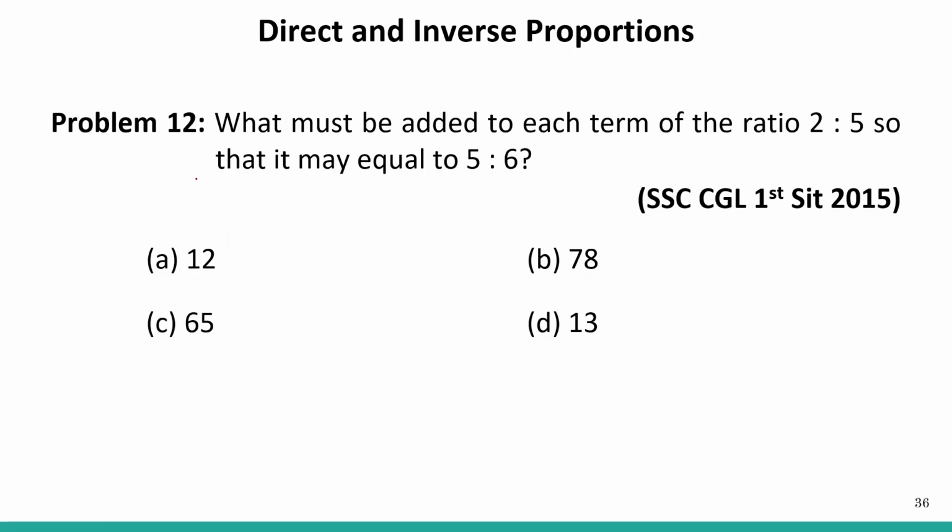Okay. So problem number 12. What must be added to each term of the ratio 2:5 so that it may be equal to 5:6? Is it 12, 78, 65 or 13? This question has also been asked in the 2015 SSC CGL first sitting exam paper. Let's figure out which among these four is the correct answer by a step-by-step solution.